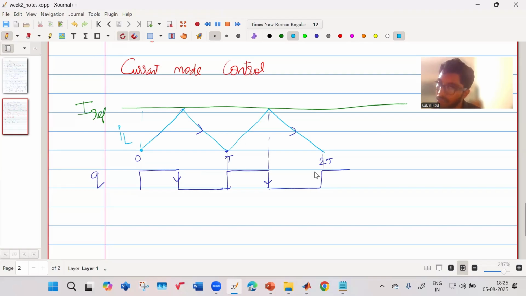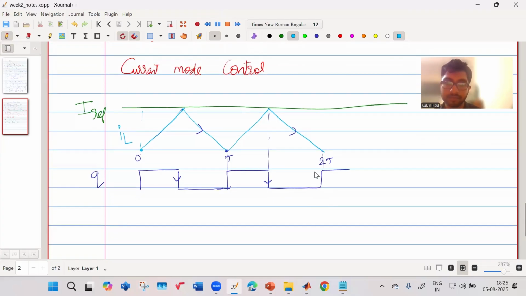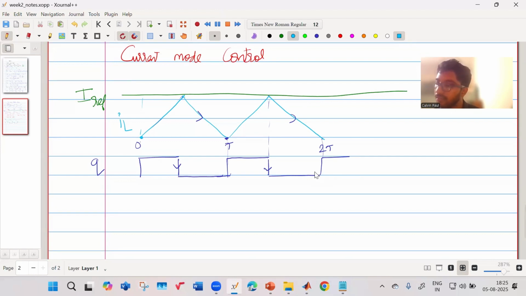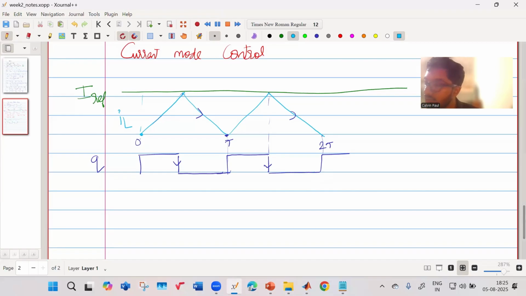This is a bit of an advanced topic. We will look into some sums, and it will become clearer. I am just floating the concept, the idea. Then when we get into sums, we will understand it in terms of those numbers. So this is for current mode control with fixed frequency. Then we can have what is known as variable frequency.